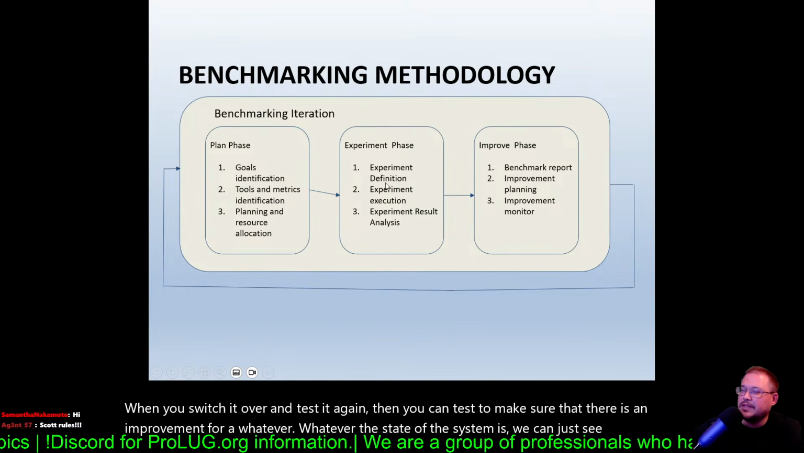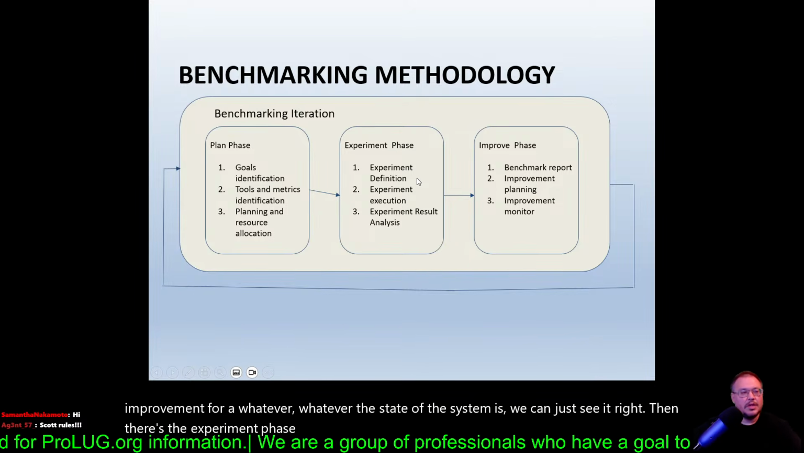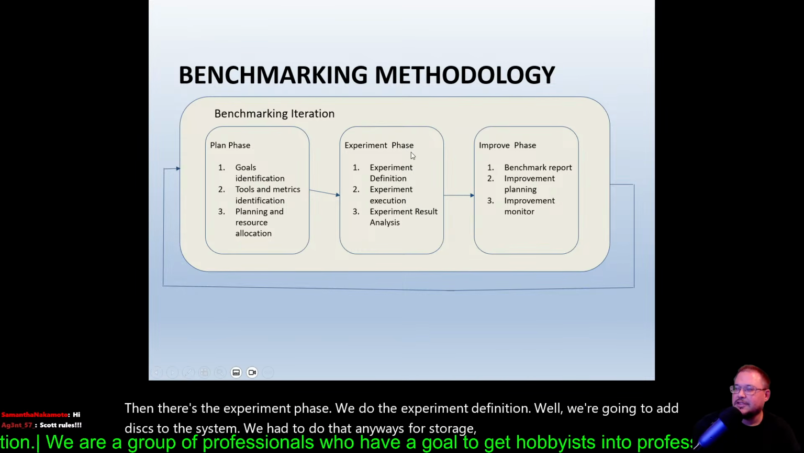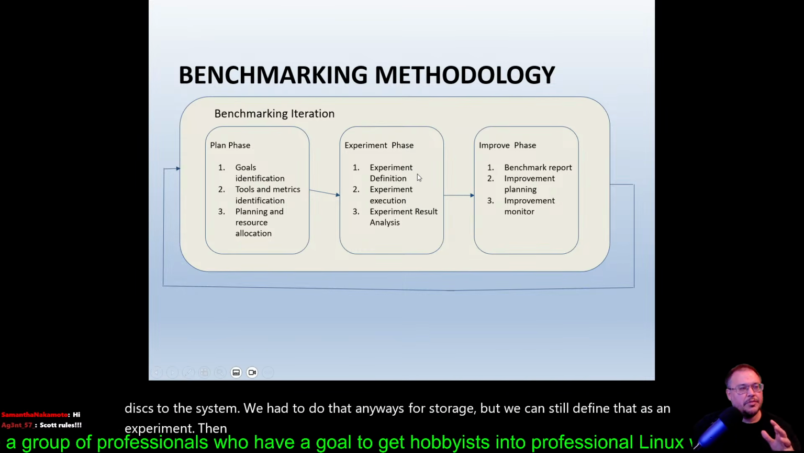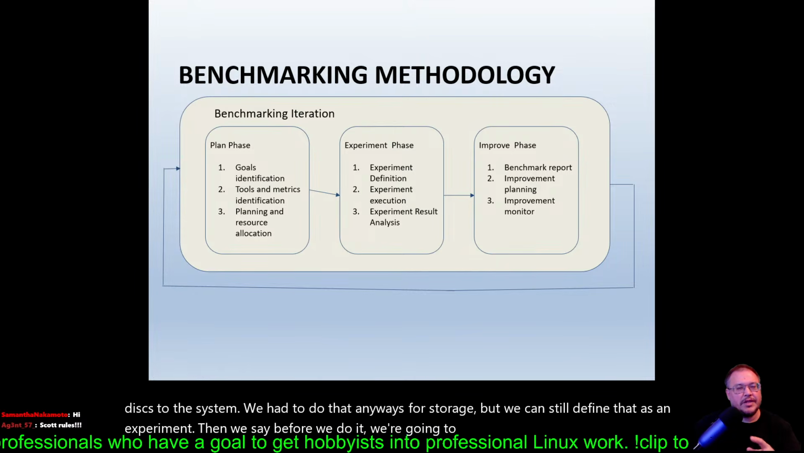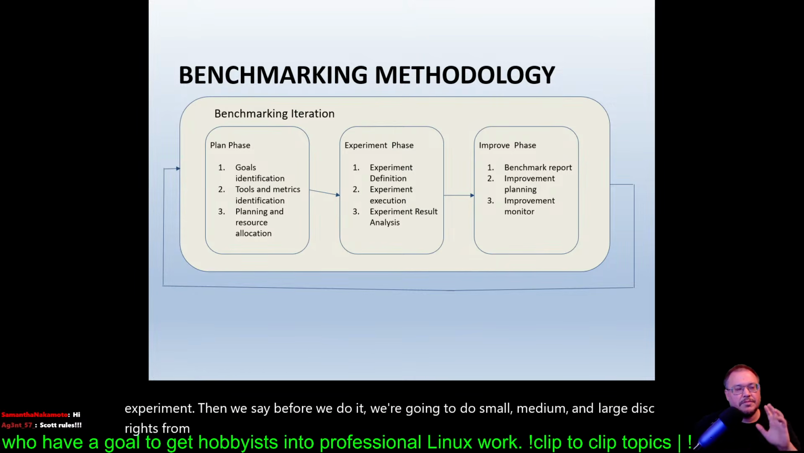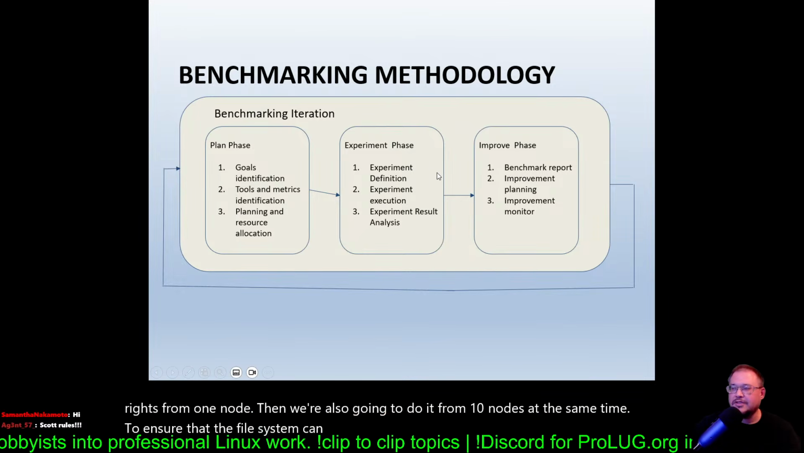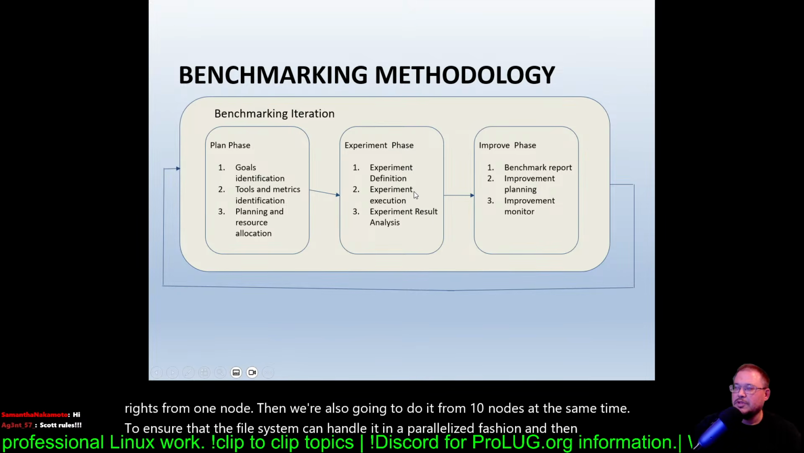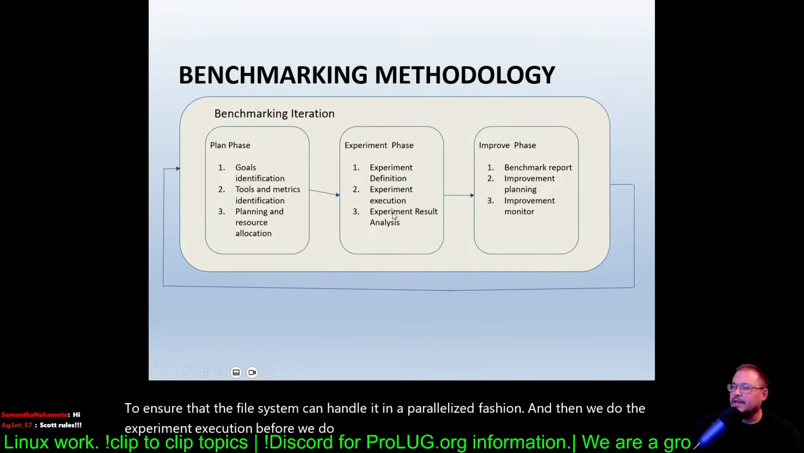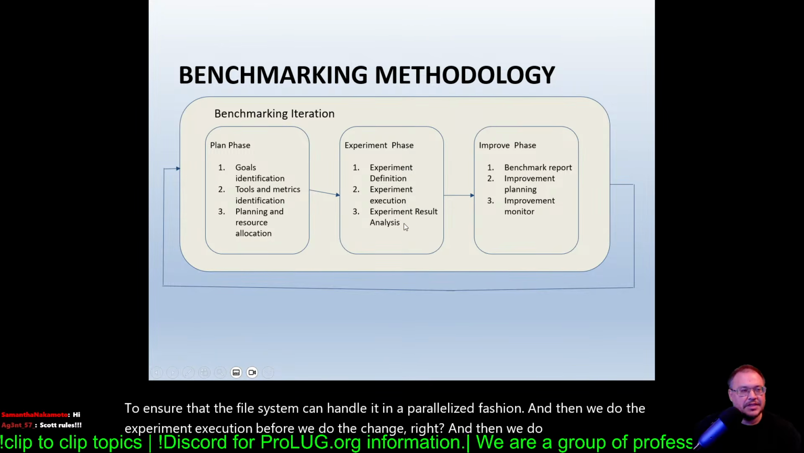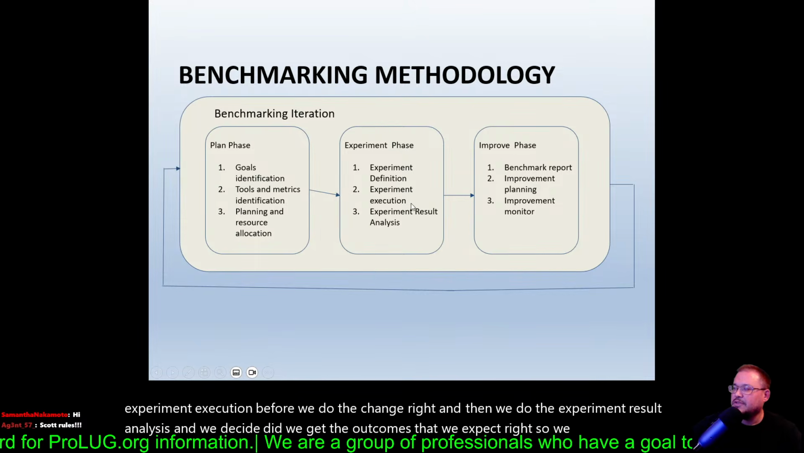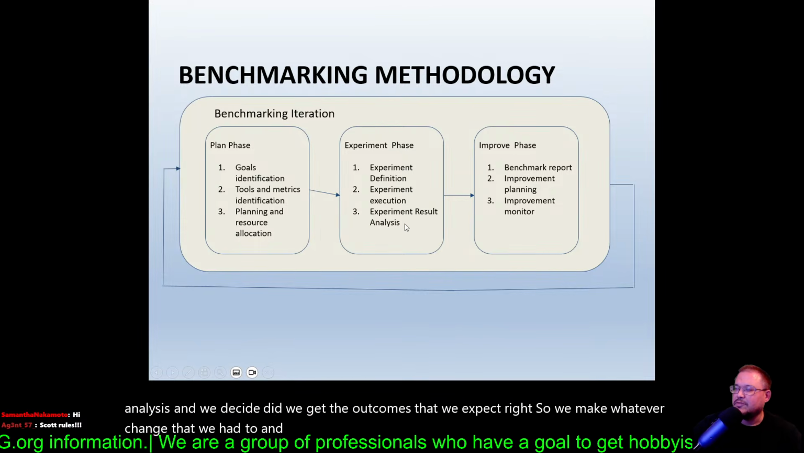Then there's the experiment phase. We do the experiment definition. Well, we're going to add disks to the system. We had to do that anyways for storage, but we can still define that as an experiment. Then we say before we do it, we're going to do small, medium, and large disk writes from one node. Then we're also going to do it from 10 nodes at the same time to ensure that the file system can handle it in a parallelized fashion. And then we do the experiment execution before we do the change, right? And then we do the experiment result analysis, and we decide, did we get the outcomes that we expect, right? So we make whatever change that we had to, and then we see that the results were what we expected.